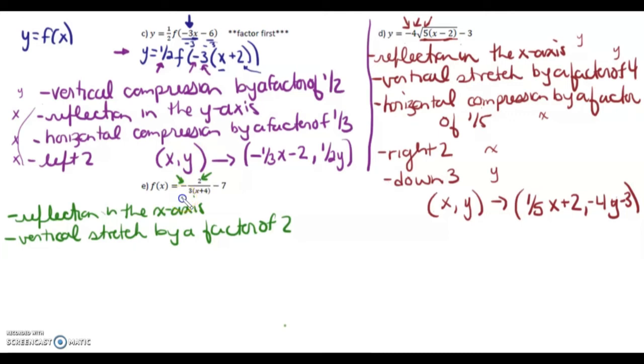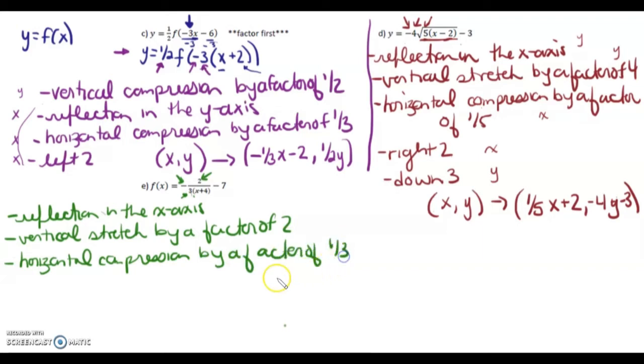Okay, the 3, and this is good because the 3 is already factored out of the bracket. So this is going to be a horizontal compression by a factor of 1/3. Okay, we're going to go left 4, and we're going to go down 7.